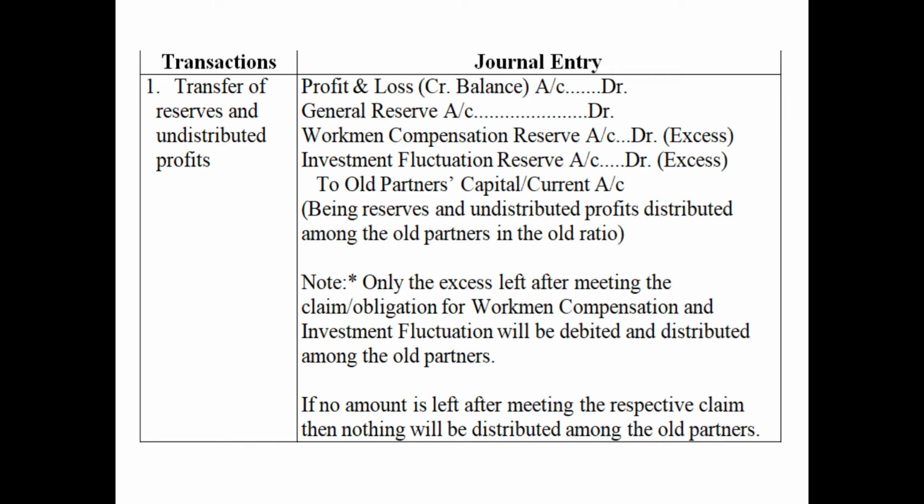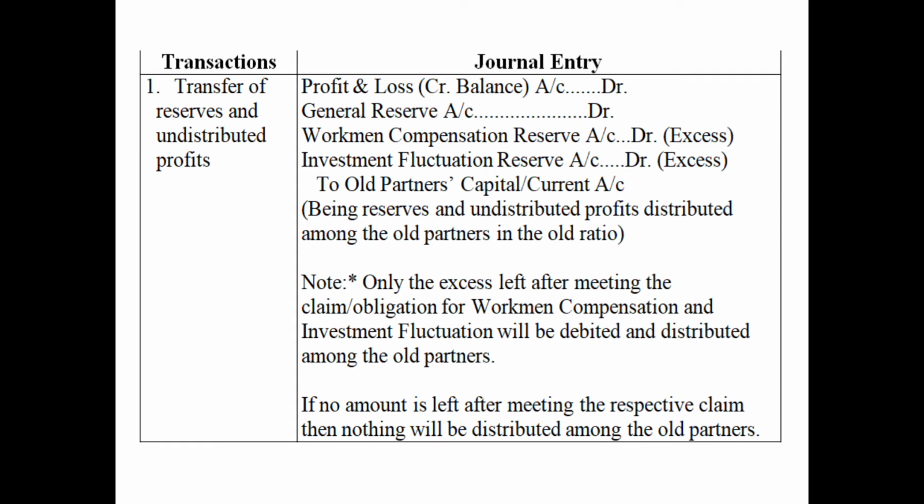Excess means the workmen compensation reserve is a specific reserve which is prepared especially to meet any uncertainty, to pay compensation to the employees. So after paying the compensation, whatever excess is left, only that will be distributed among the partners. And this reserve we will be discussing in detail in the upcoming video.